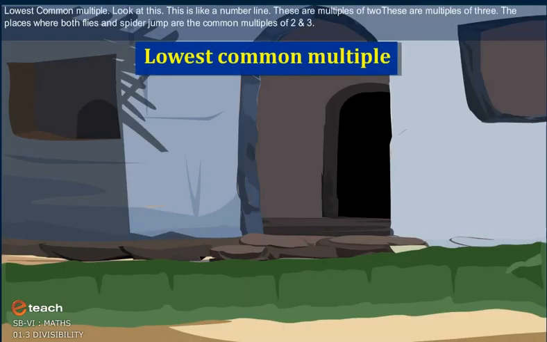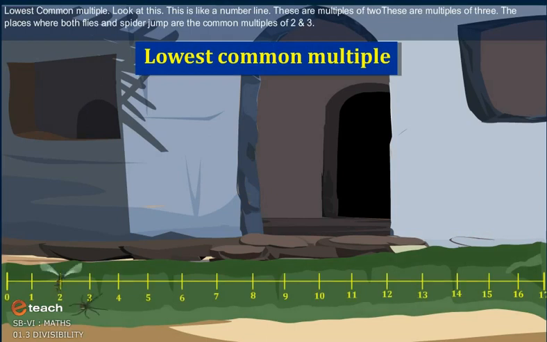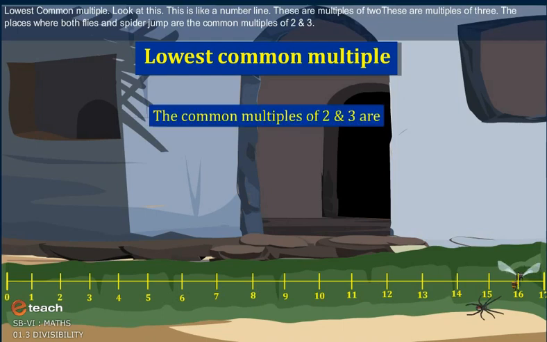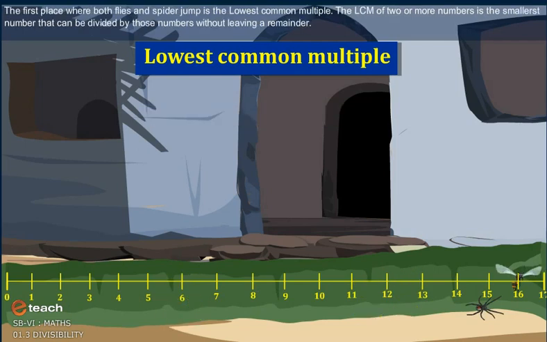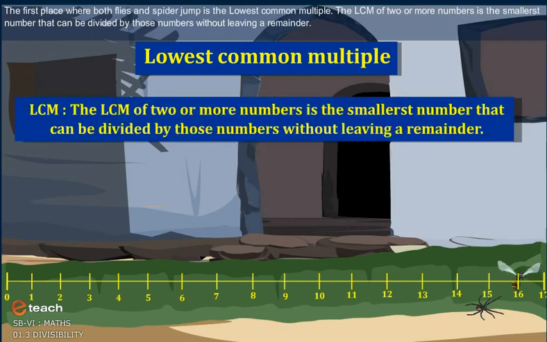Now, lowest common multiple. Look at this. This is like a number line. These are multiples of 2. These are multiples of 3. The places where both flies and spider jump are the common multiples of 2 and 3. The first place where both flies and spider jump is the lowest common multiple. The LCM of 2 or more numbers is the smallest number that can be divided by those numbers without leaving a remainder.